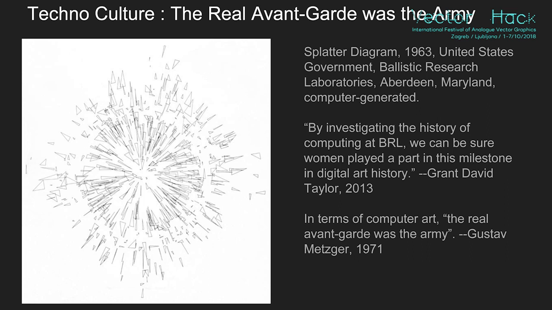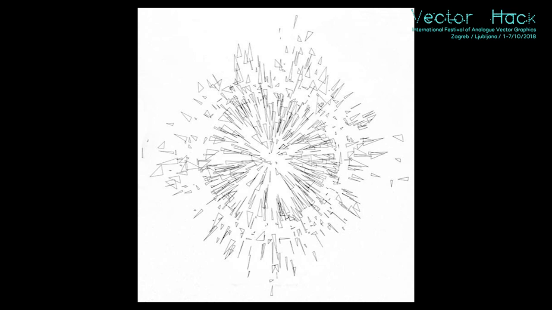Now, we had a magazine that was supposed to be for computer art, but the first people to submit things to this computer art magazine were also laboratories. And in this case, this is the Ballistic Research Labs in Aberdeen, Maryland. And this is called Splatter Diagram, and although it looks very much like a bomb exploding, and you could certainly think of it that way, it's actually supposed to be a scientific diagram of distortion patterns in a camera lens, actually.